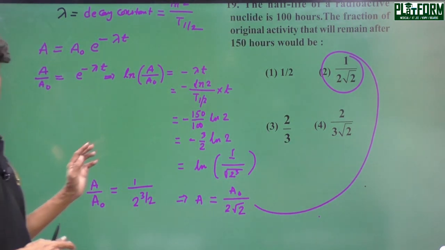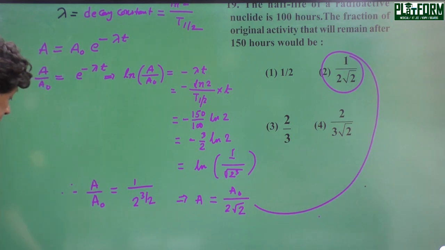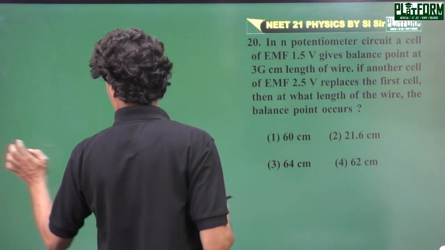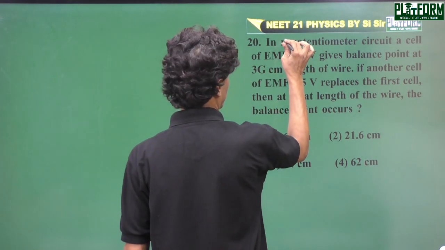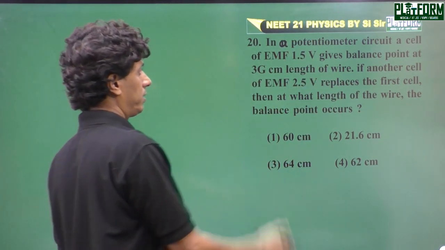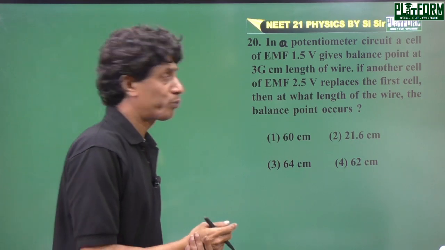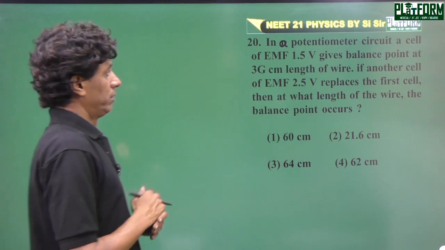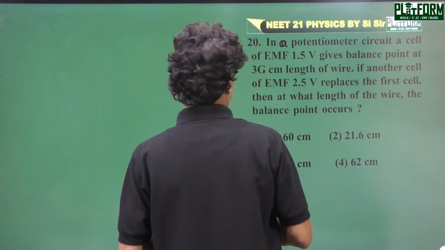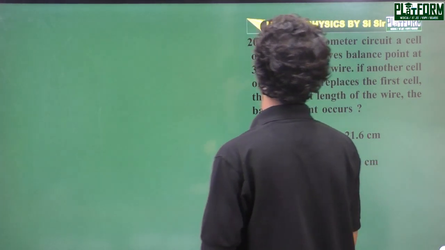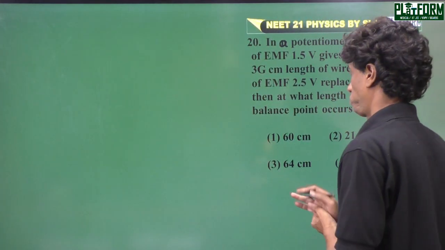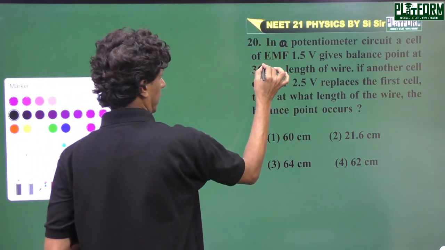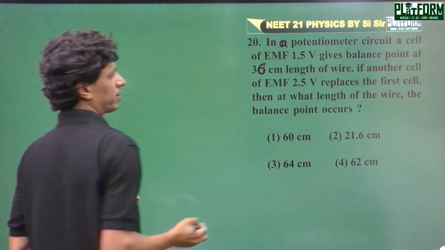A little bit calculative but not difficult. Okay, next problem. In a potentiometer circuit, a cell of EMF 1.5 volt gives a balance point at, I think, 36 centimeter length of wire.